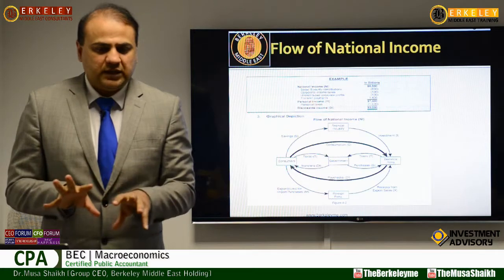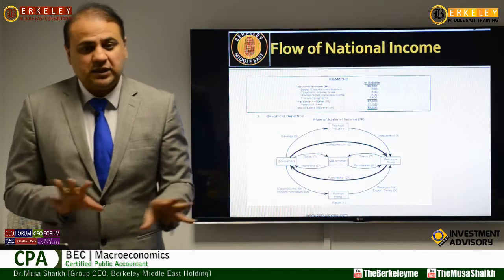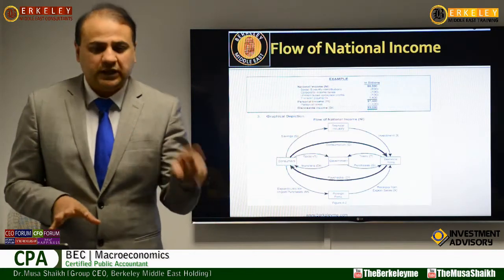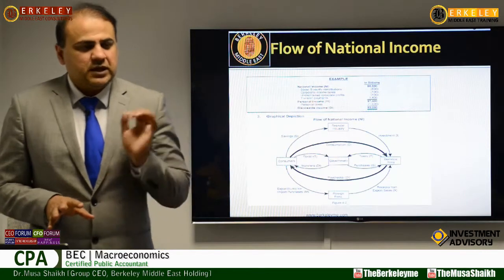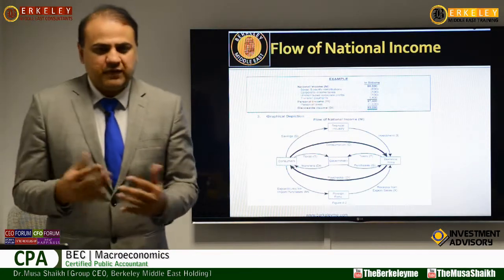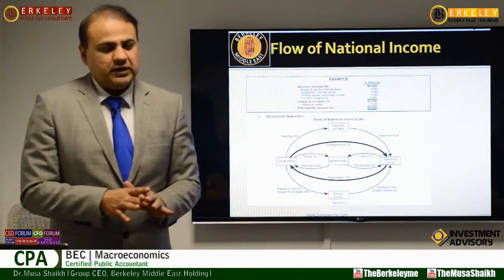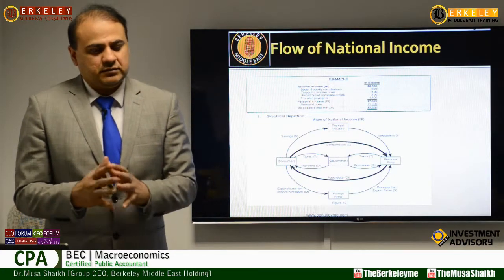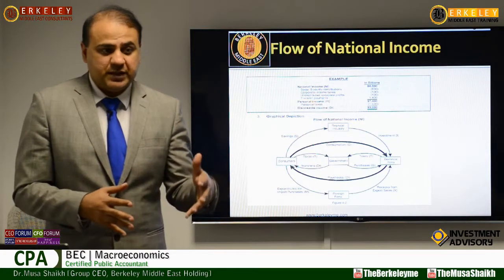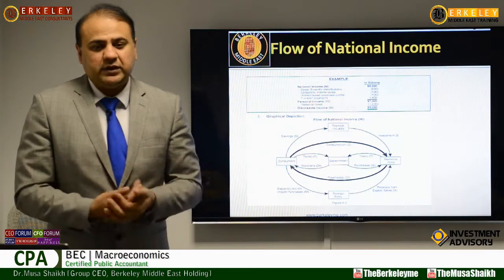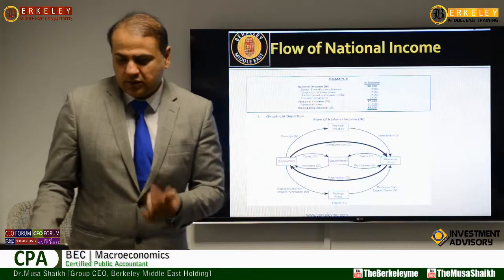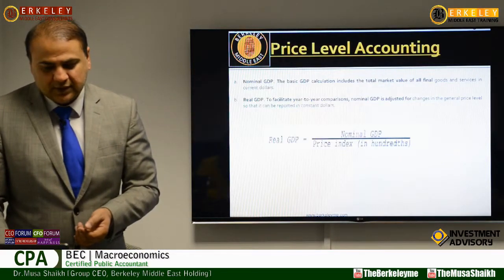If there is an imbalance between production and consumption, then the flow will be affected. It means if we have too much production and very little demand, it will have a negative effect. But if we have normal production but too much demand, it will generate another effect. This is how national income flows.